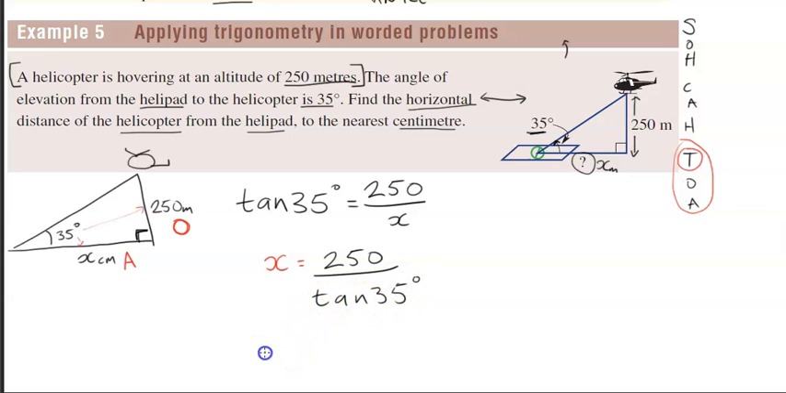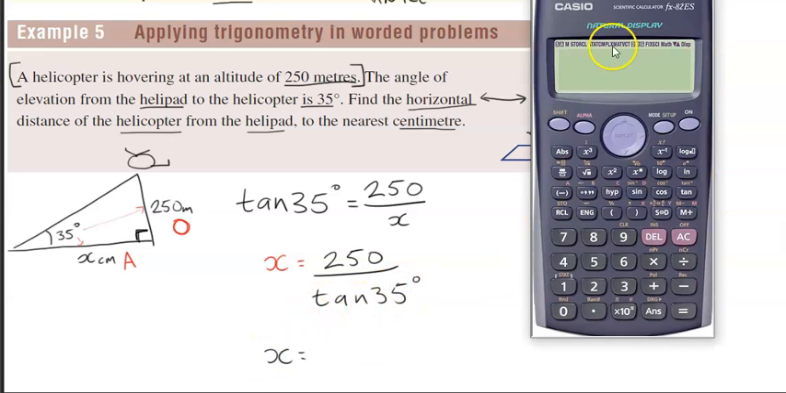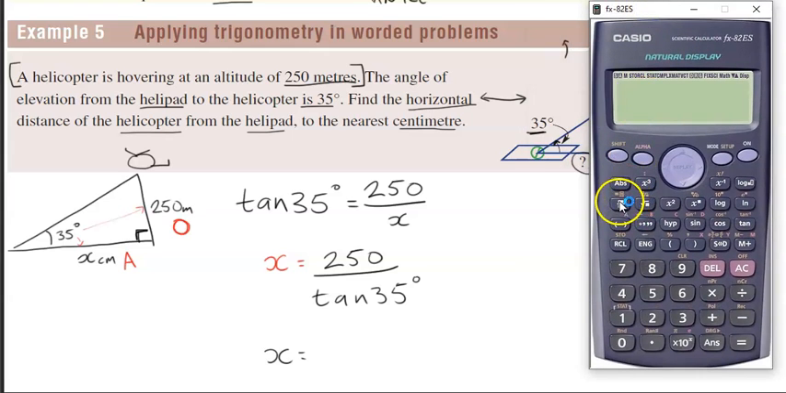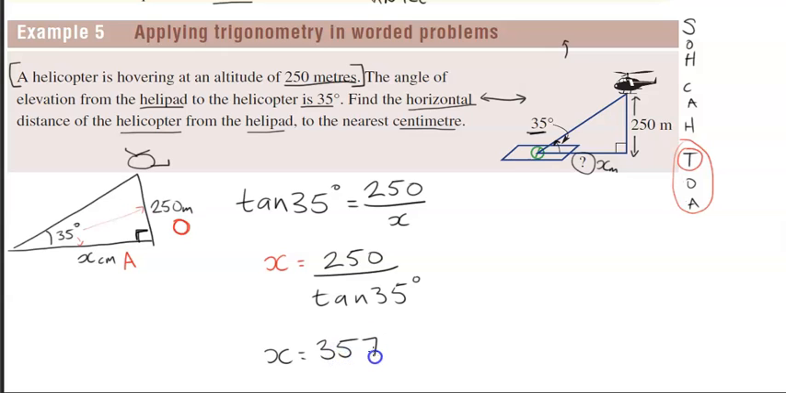And this is where we use our calculator to solve for that trigonometric function. So we're going to put in a fraction using the fraction button, 250 on the top, and on the bottom we're going to put tan 35 degrees, closing the bracket. And we end up getting 357.04, because the number afterwards is a 7, meaning this rounds up by 1 unit. So 357.04 meters.